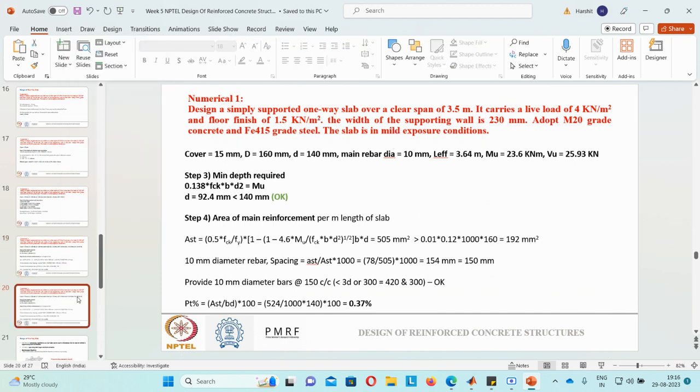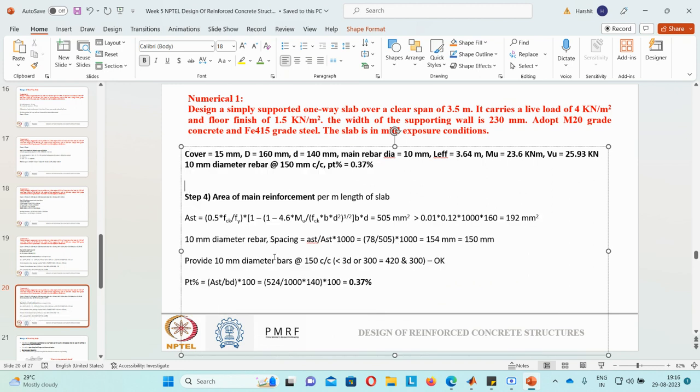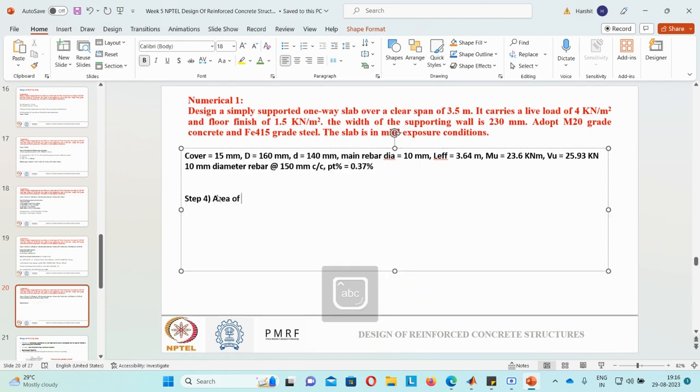Next step. Just to add here, we have provided 10 mm diameter rebar at the rate of 150 mm C2C and the Ast percentage of reinforcement was 0.37%. Now the next step is to provide the distribution steel. Area of distribution reinforcement is, since we are using HYSD steel, 0.12% of gross area.